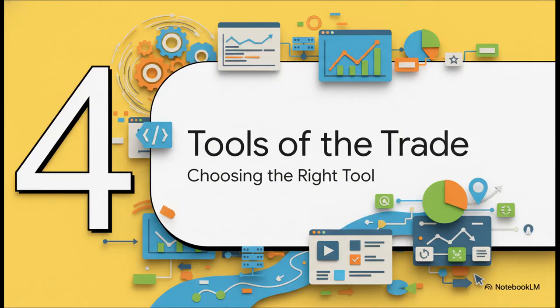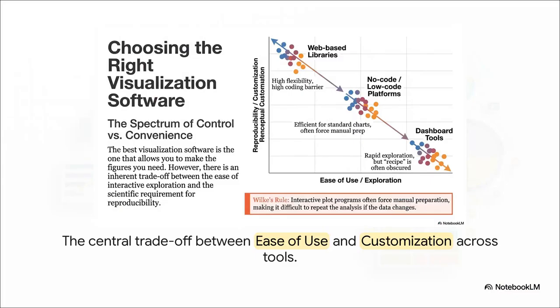Okay, so how do we actually build these things? What are the tools of the trade? The software world for this is huge, but we can pretty much break it down into a few main categories, and each one has its own pros and cons. This chart pretty much sums up the big trade-off you have to make: ease of use versus customization.